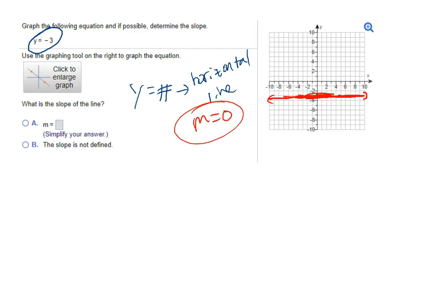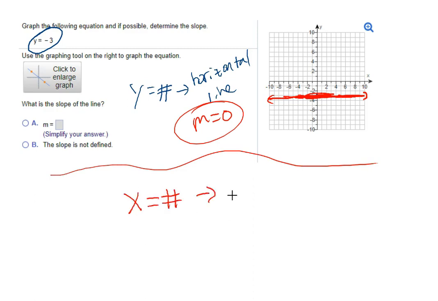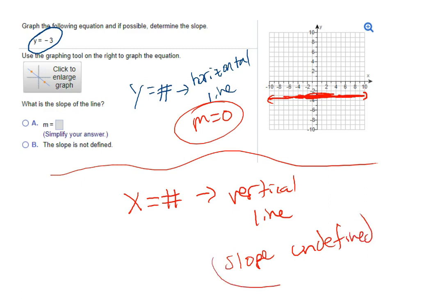Now, for this version of the practice exam, I happen to get y equals a number, but you could just as easily get x equals a number instead. And in that case, the graph will be a vertical line that passes through that number on the x-axis. So it would go vertical like this, passing through whatever number they give you. And the slope here would be undefined if it's a vertical line.